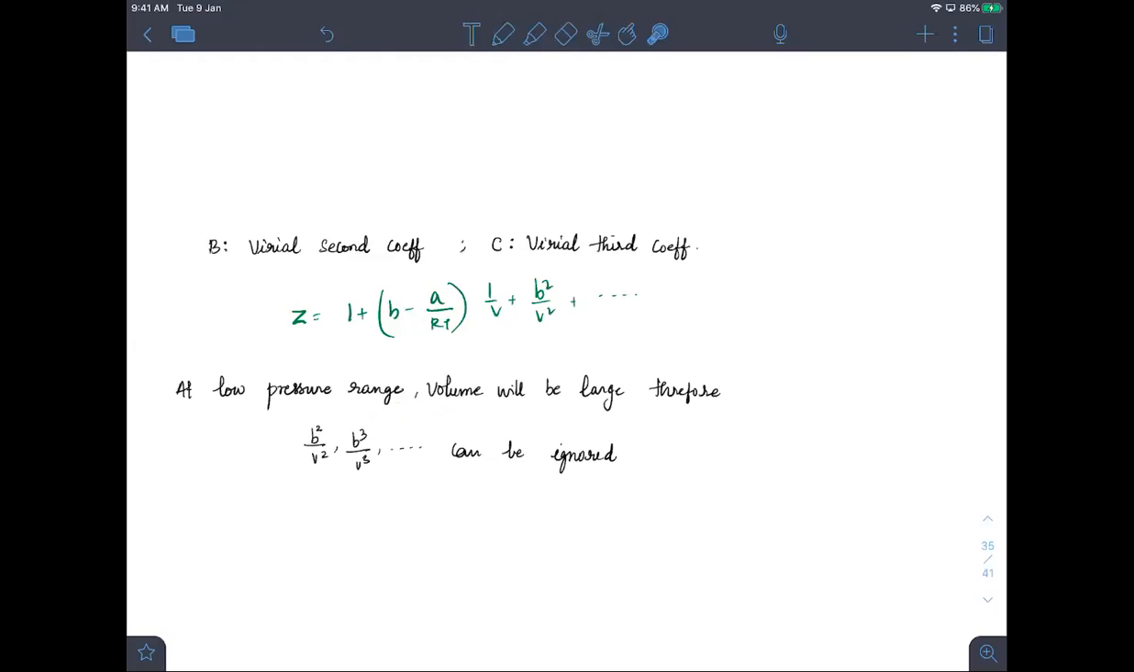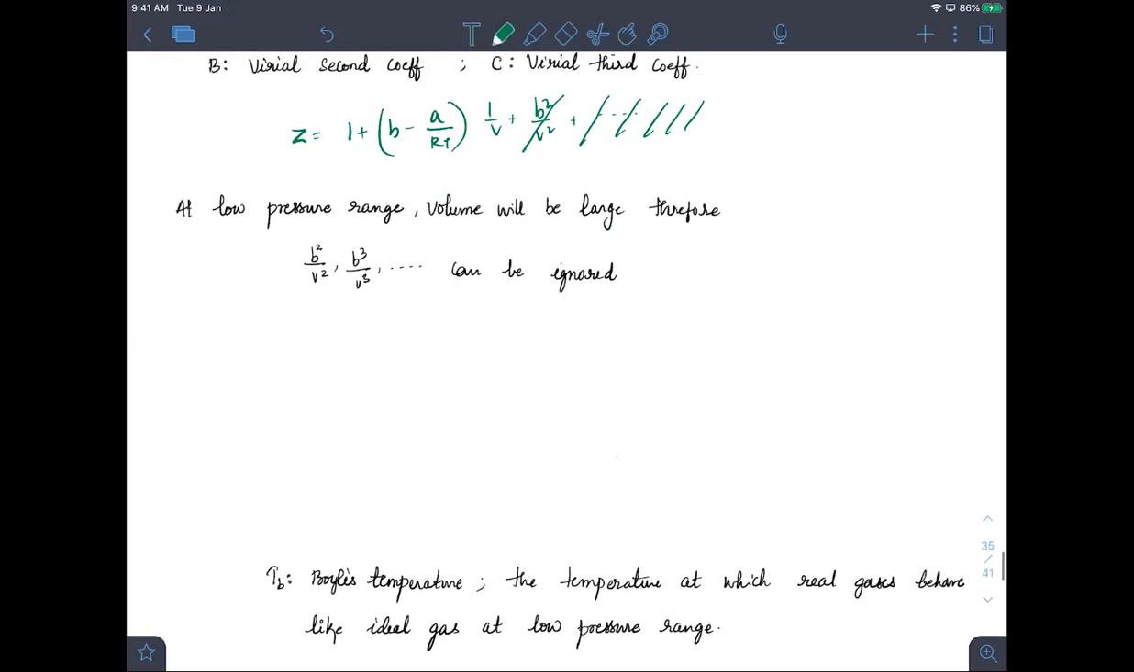Now at low pressure, the volume will be very large. So this factor would be very small, almost negligible. So we will be ignoring all these factors, b square by V square and anything further. If you ignore all those factors, the equation will turn out to be Z is equal to 1 plus (b minus a by RT) into 1 by V. This is the equation it will turn out to be.